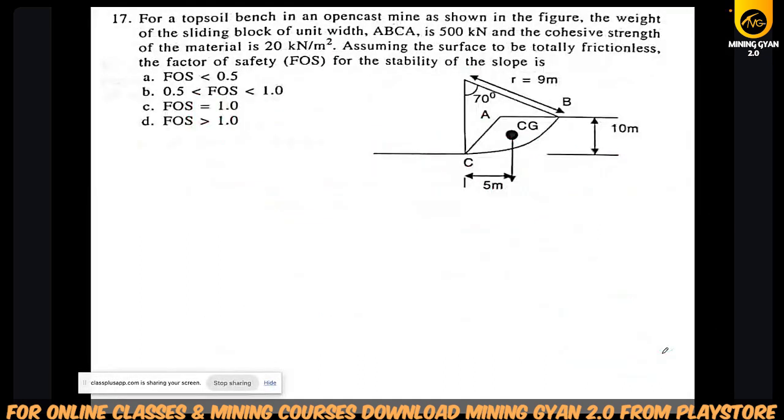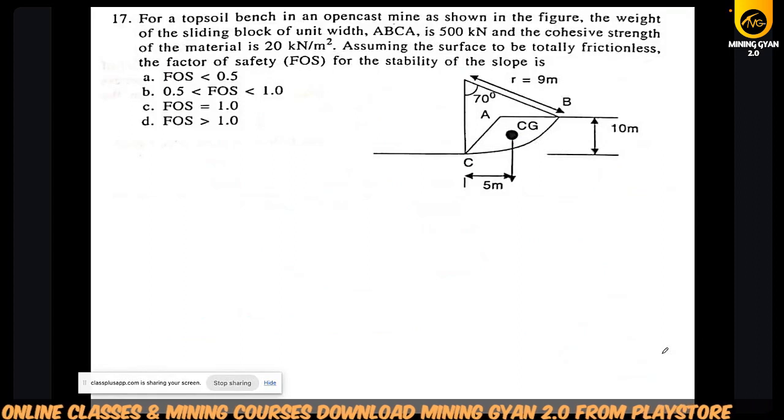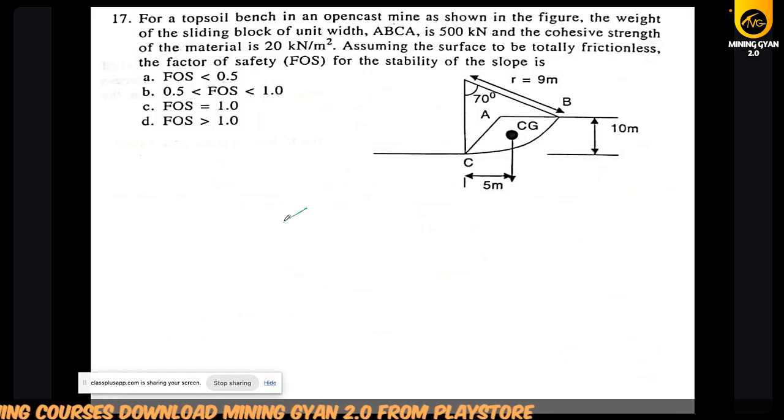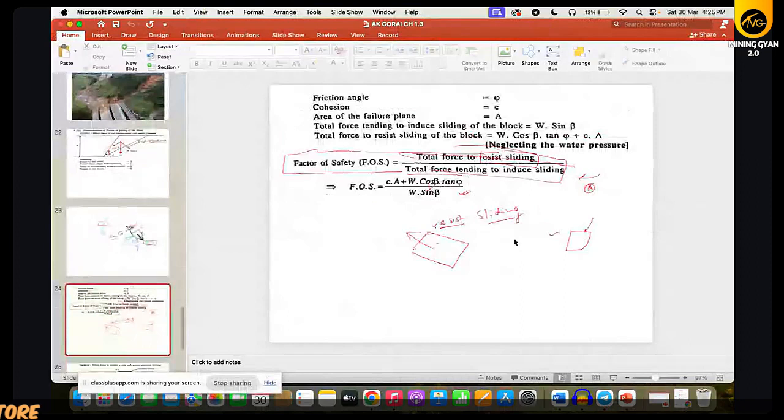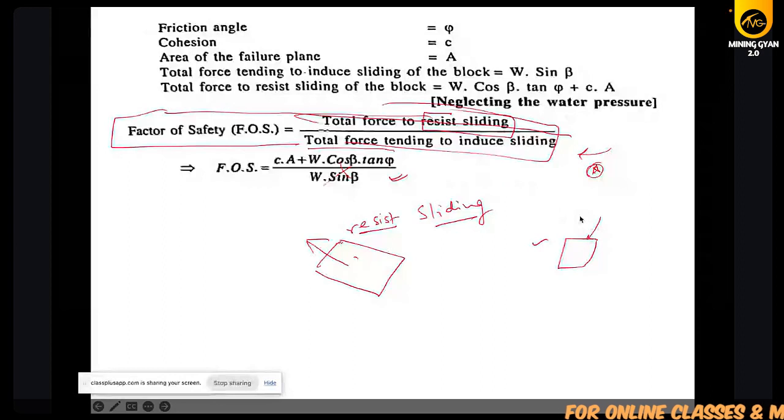In this question, we have to find the factor of safety. I told you what the factor of safety is. We will discuss how you find the factor of safety in this type of question. I told you the basic key: sliding force divided by resisting force. We had discussed the factor of safety: the total force resisting slides and the total force tending to induce slide.